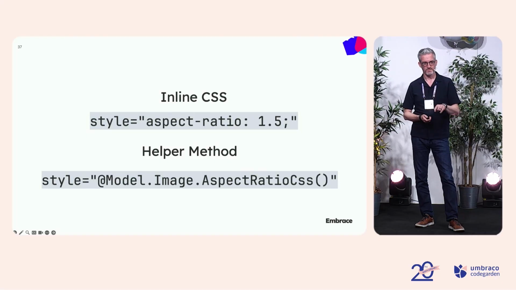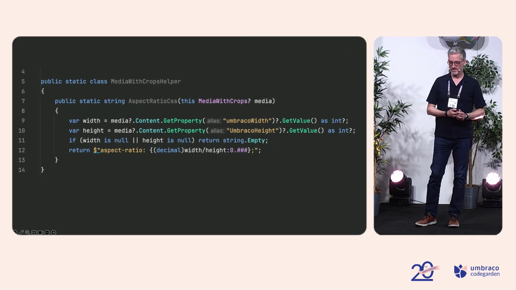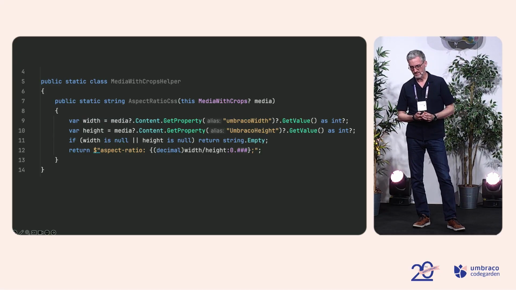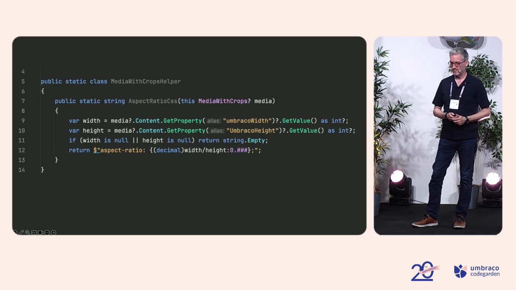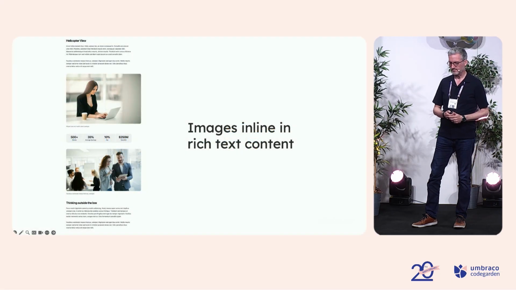And if you haven't seen that extension method, it's because here's the code. It's not a standard one that's available. It's a piece of code I'll be sharing at the end, so don't worry if you don't get to photograph it. But basically all it's doing is it's taking that media crops item and it's looking up those Umbraco width and Umbraco height properties and calculating the aspect ratio and spitting out a bit of inline CSS.